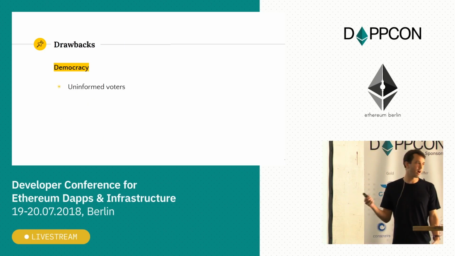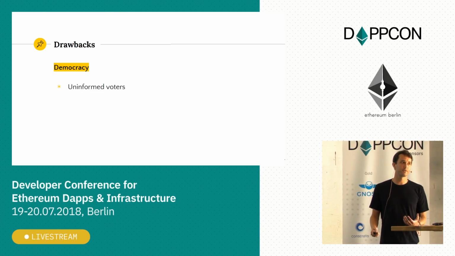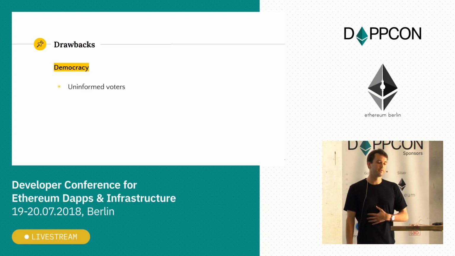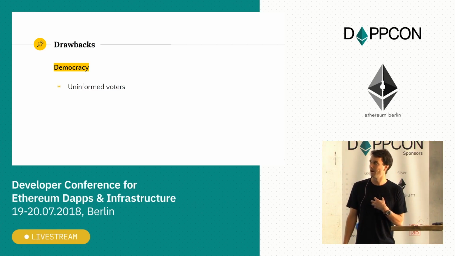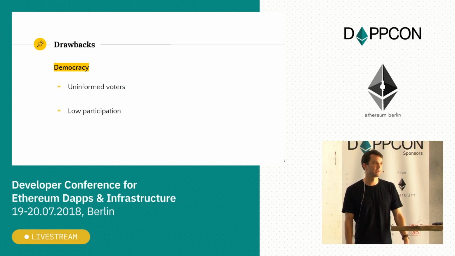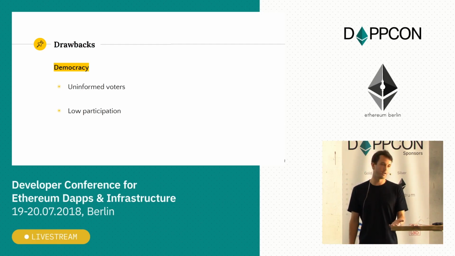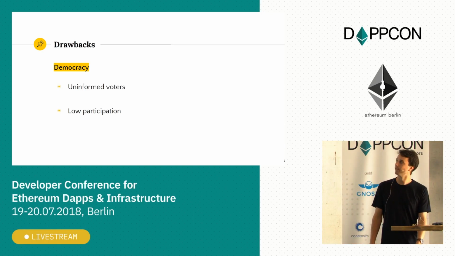So we have this problem where we have uninformed voters, and that might lead to a decision that's not the best for the most people. And then I need to feel that it's worth my time to actually participate in this vote. I'm getting a return on an investment with my time. So we have another possibility, which is low participation, which also might result in a choice that's not the best for the most people.